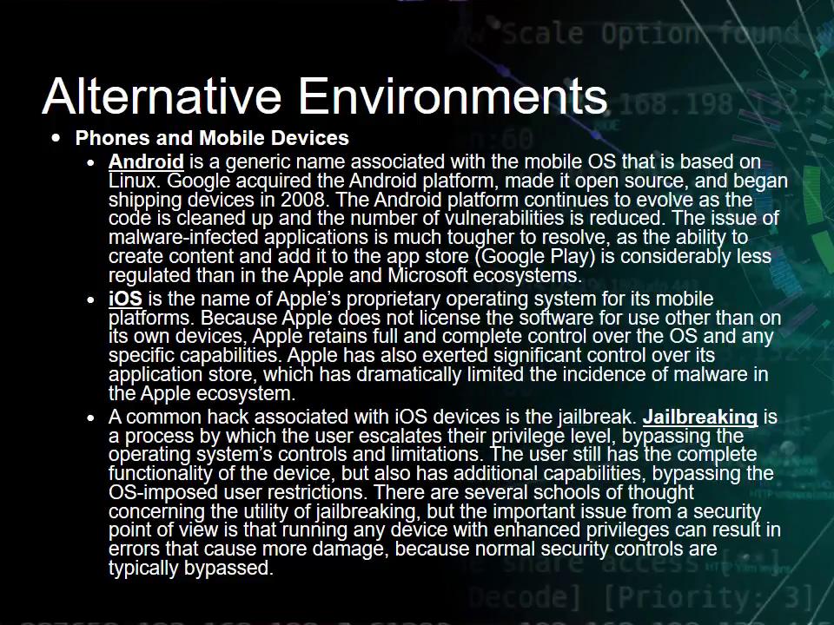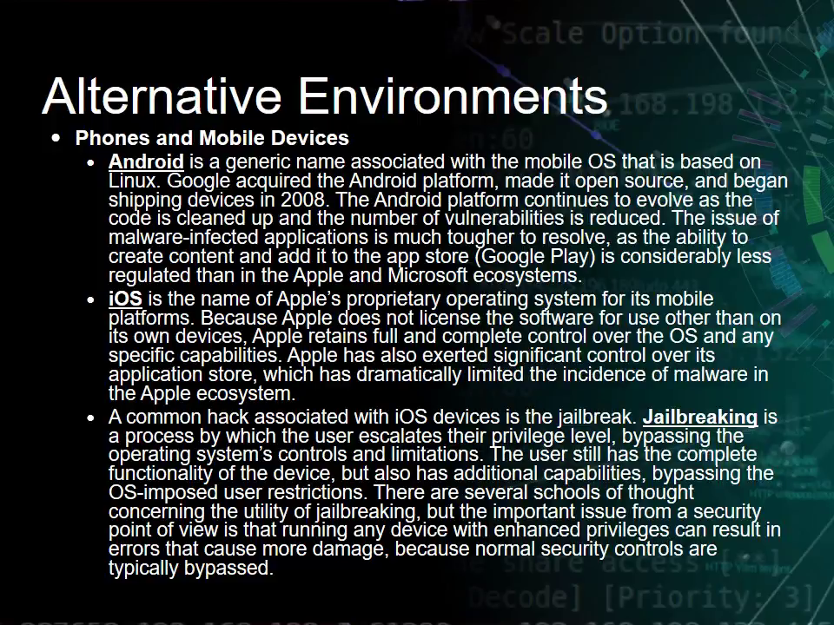iOS is the name of Apple's proprietary operating system for its mobile platform, similar to Cisco calling theirs IOS. The only difference is that when they're referring to Apple, it's a lowercase i. When referring to Cisco, it's an uppercase I. Because Apple does not license the software for use other than on its own devices, Apple retains full and complete control over the OS and any specific capabilities. Apple has also exerted significant control over its application store, which has dramatically limited the incidence of malware in the Apple ecosystem.